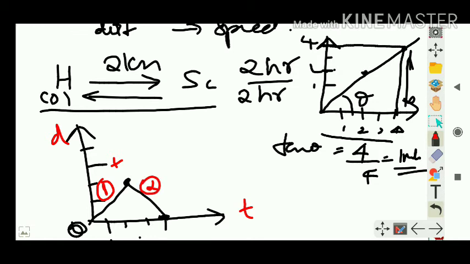This first slope is positive, as you can see, whereas the second one is negative. Easily understood, right? Now there is a small thing which is very important while studying graphs.